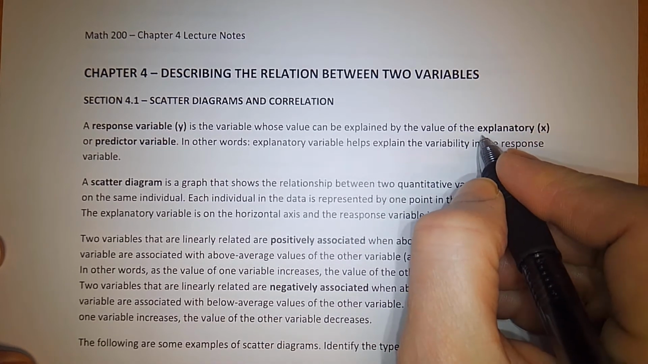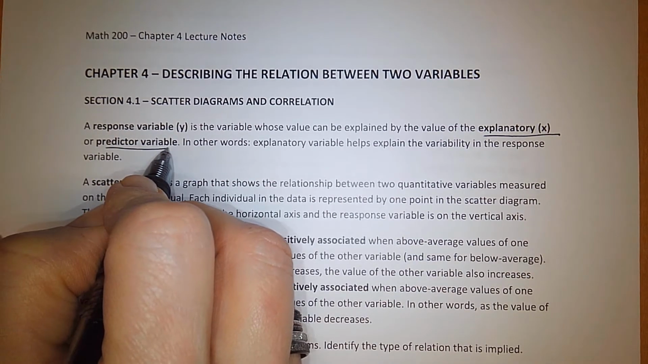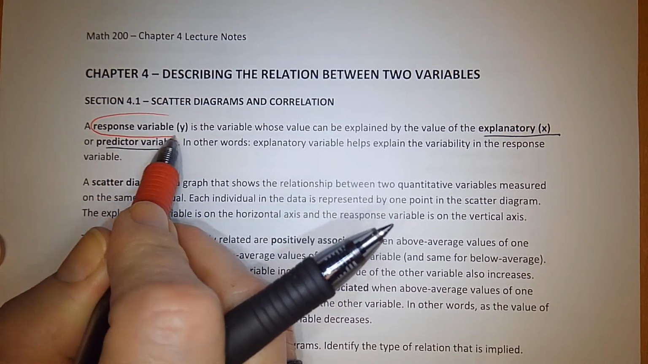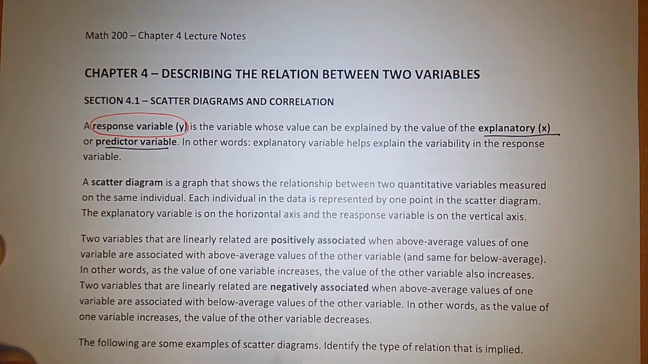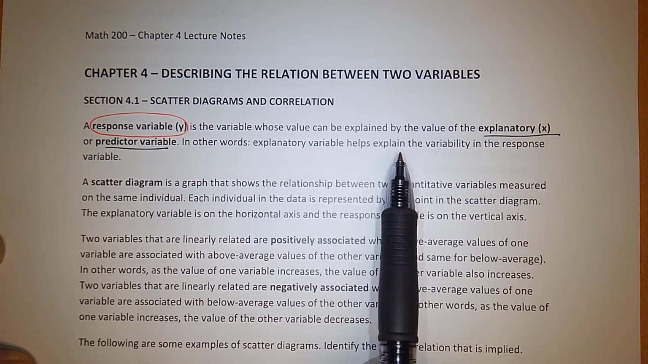So the explanatory, which is the x, is also called the predictor, where the response will be y, and that is explained because of the x. In other words, the explanatory variable helps explain the variability in the response.